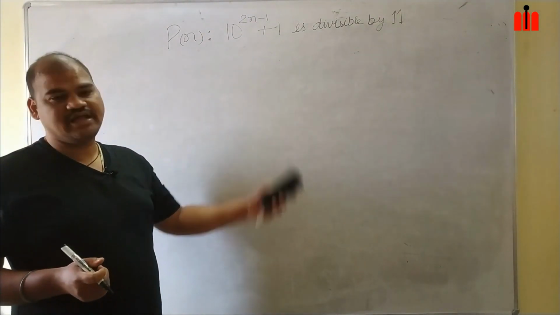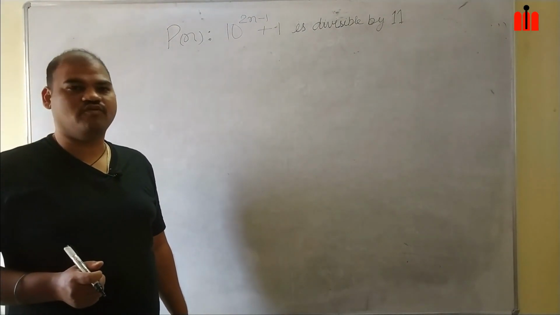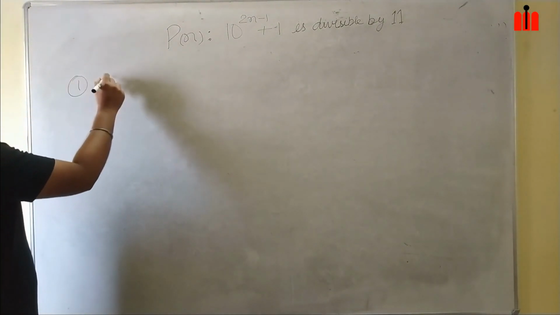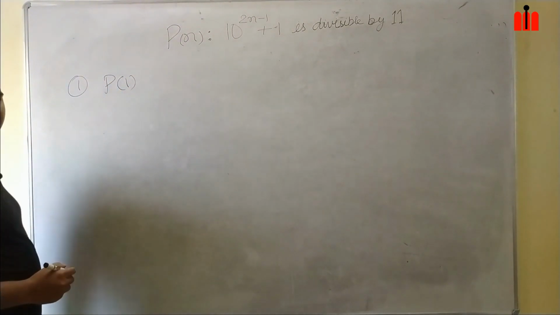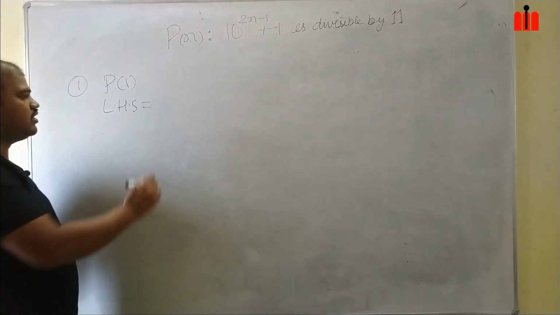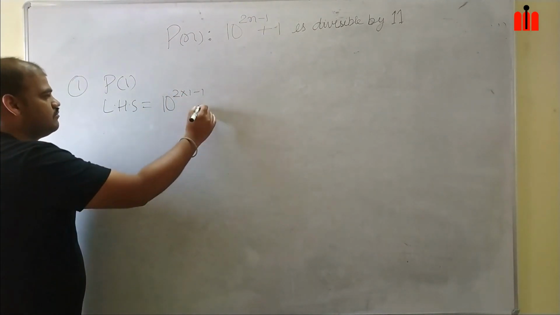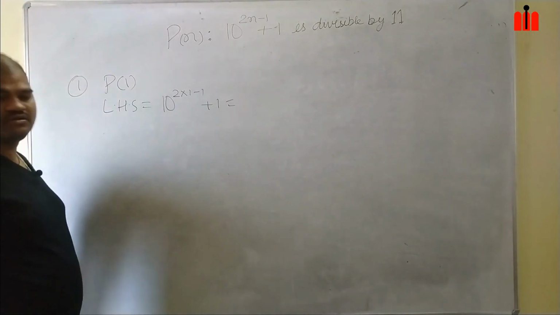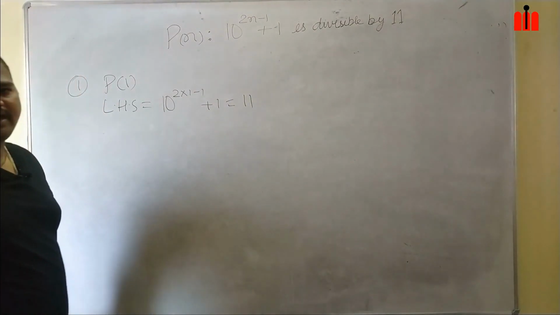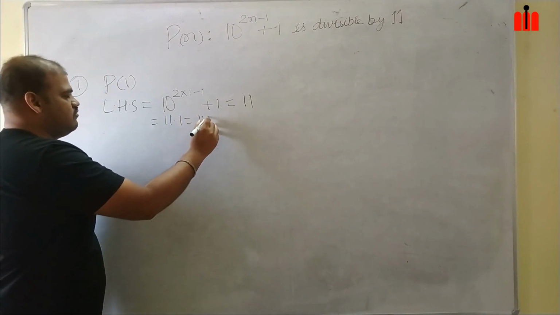Now my LHS is 10 to the power of 2n minus 1, plus 1. Let's move forward to solve this problem. My first step, the check step, is P1. What will be my LHS of the check step? In place of n I substitute 1, so it is 10 to the power of 2 minus 1, plus 1. This is 10 plus 1, it will become 11, so it is in the form of 11k, 11 into 1.